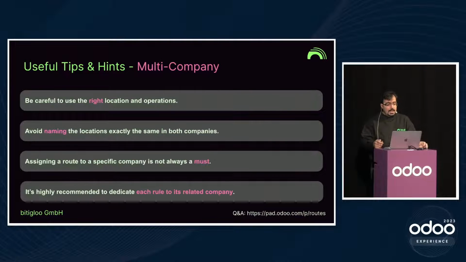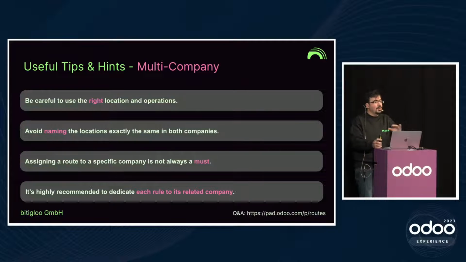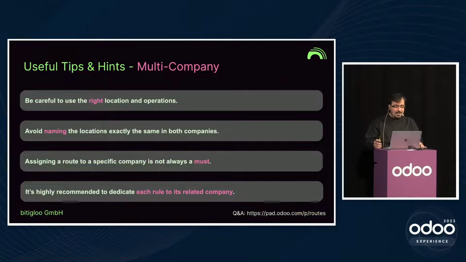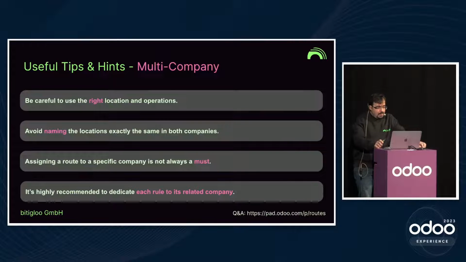And last but not least, some tips about multi-company. Please select the right locations and operations. Please do not name them exactly the same, for example both warehouses having exactly the same name. Partners too, sometimes. We had cases where it messed up everything.